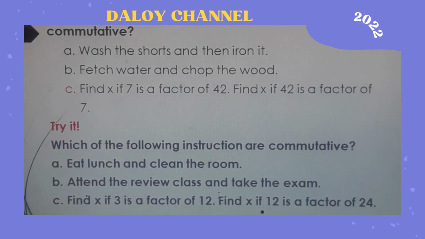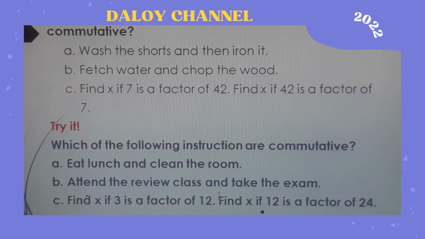Now, sample number 1: which of the following instructions is commutative? Letter A, wash the shirt and then iron it. B, fetch water and chop the wood. Letter C, find x if 7 is a factor of 42. Find x if 42 is a factor of 7. So I think the answer is B. Letter B rather is the statement that satisfies the commutative property.